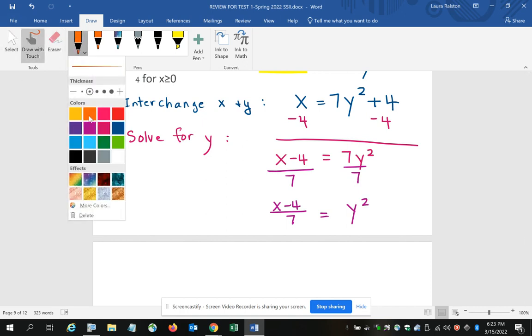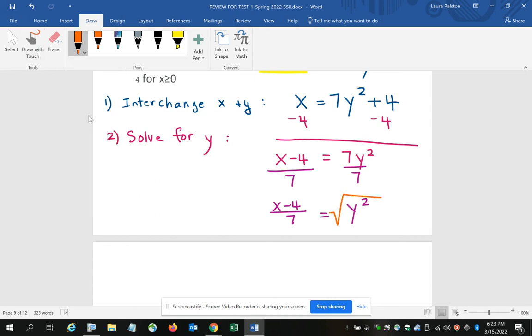Finally, I want to undo the square, which we do by taking the square root. But remember, when you take the square root, it could be positive or negative. So I have positive or negative square root of (x - 4) divided by 7, and that equals y.